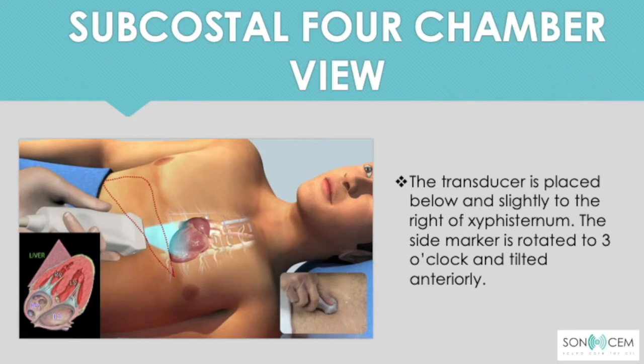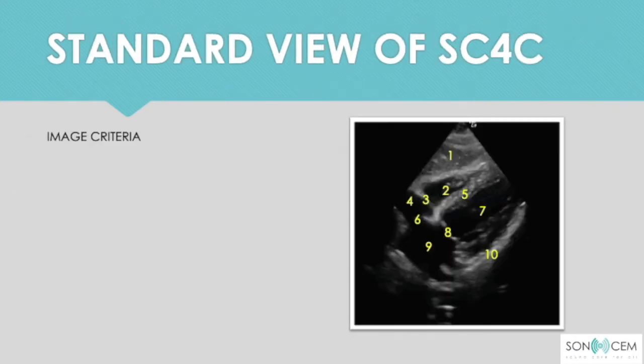The transducer is placed below and slightly to the right of the xiphoid sternum. The side marker is rotated to 3 o'clock and tilted anteriorly. This is the standard view of subcostal four chamber.